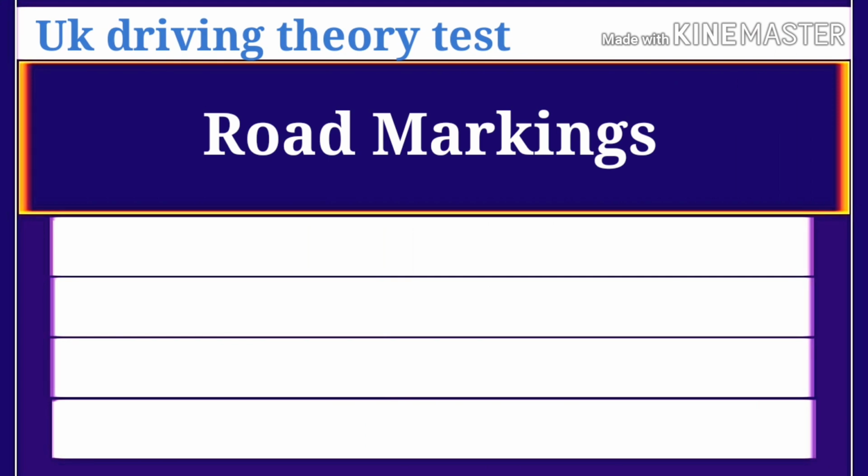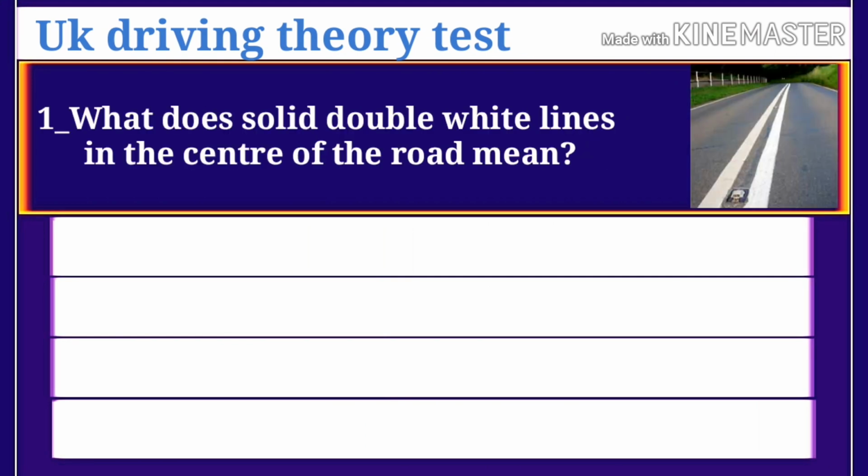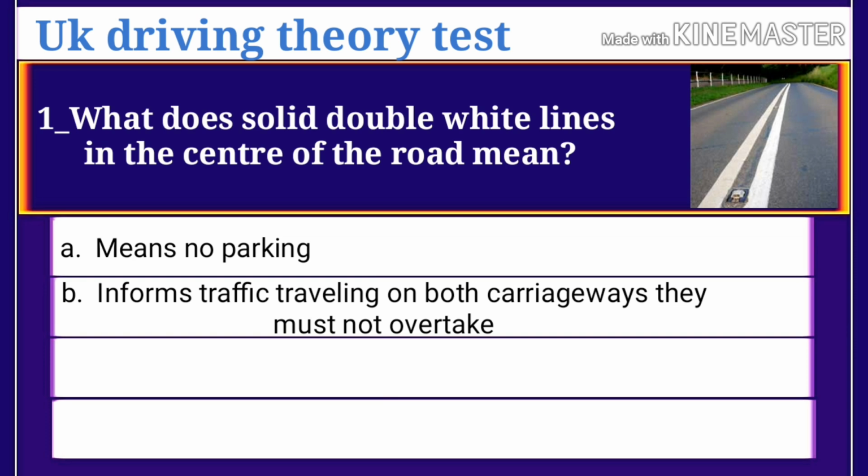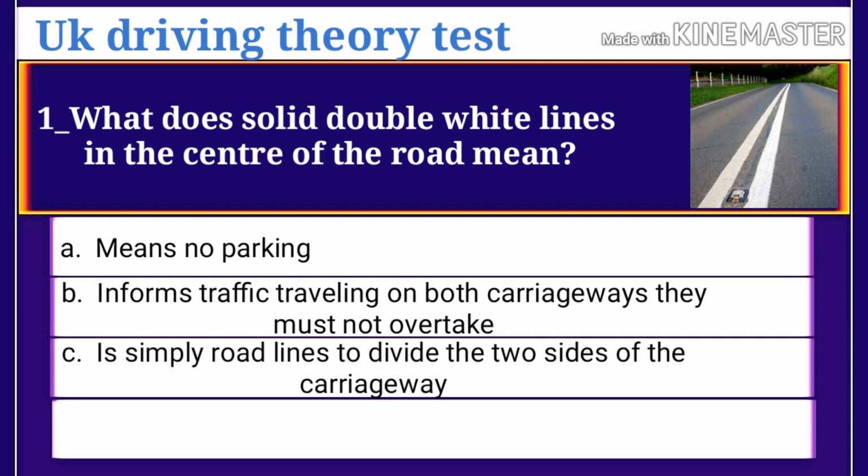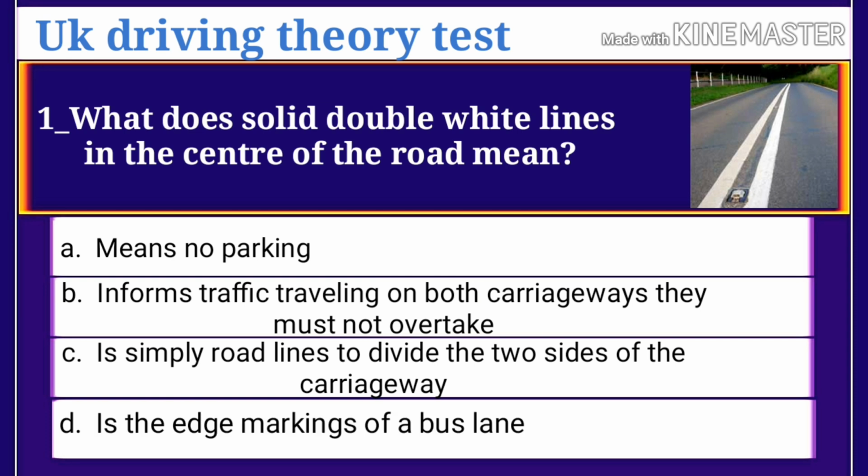UK driving theory test, road marking. Question 1. What does solid double white lines in the center of the road mean? A. Means no parking. B. Informs traffic traveling on both carriageways they must not overtake. C. Is simply road lines to divide the two sides of the carriageway. D. Is the edge markings of a bus lane. The correct answer is B. Informs traffic traveling on both carriageways they must not overtake.